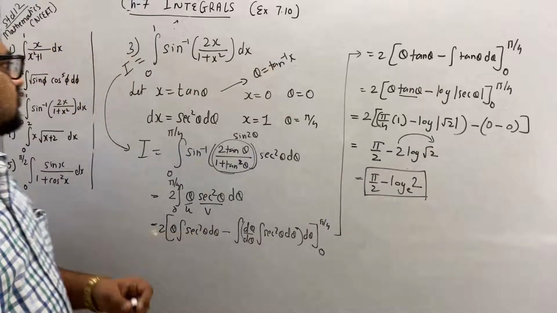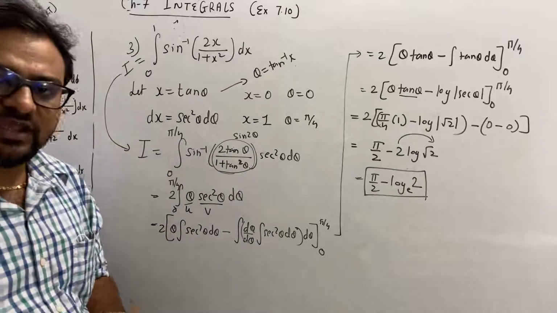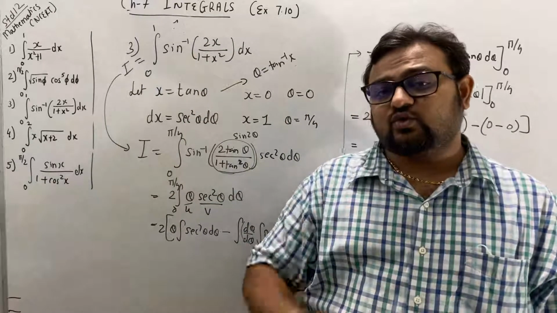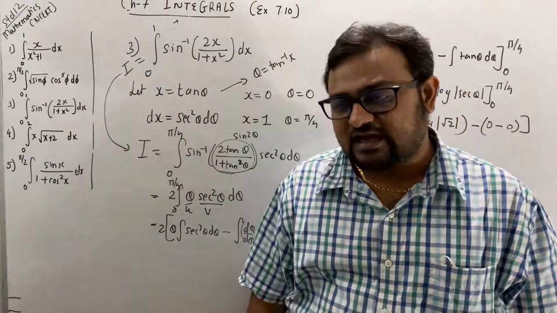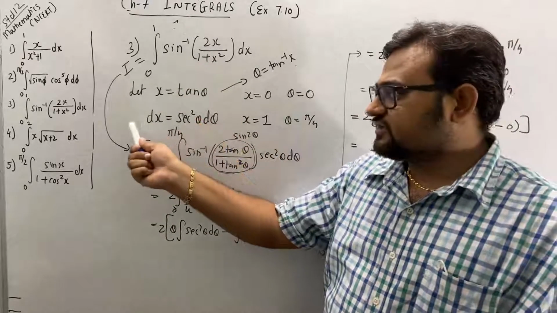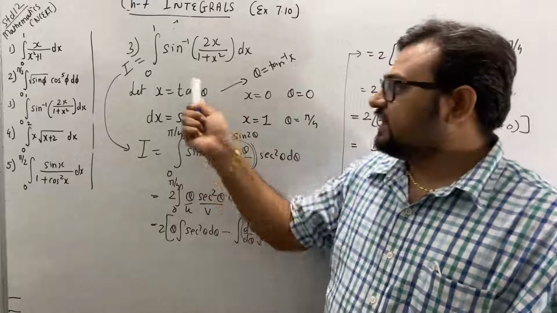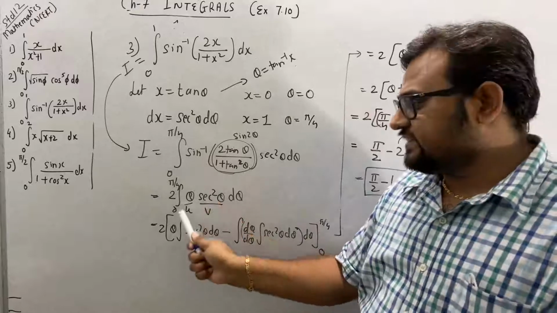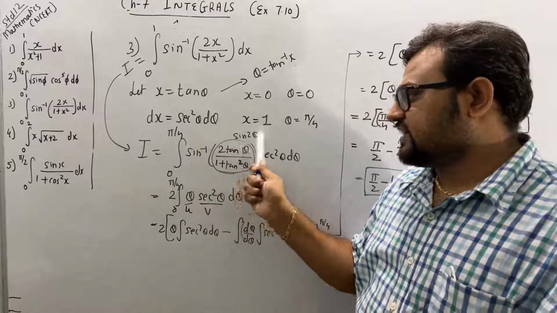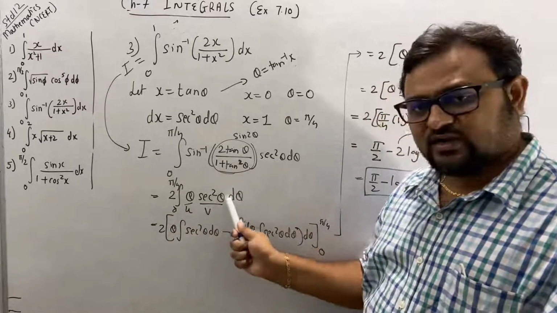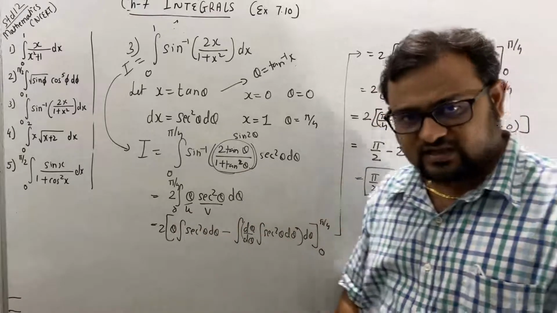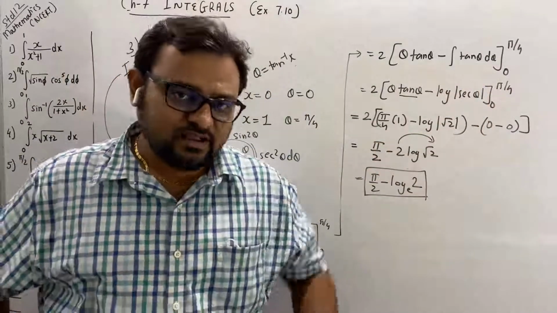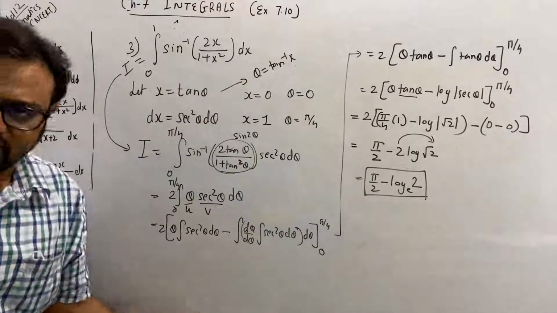Okay, so this was question number 3. I'm repeating once again what we have done. We had seen that it's 2x upon 1 plus x square. So we know that 2 tan theta upon 1 plus tan square theta is equal to sin theta. So we assume x as tan theta, differentiate, dx equal to sec square theta d theta. Change the lower limit and upper limit and then replace here. We get theta, this sine 2 theta. So sine inverse sine 2 theta is 2 theta and sec square theta. Now we have done the method of UV. Finally we put upper limit minus lower limit. Clear? So just go through question number 3.